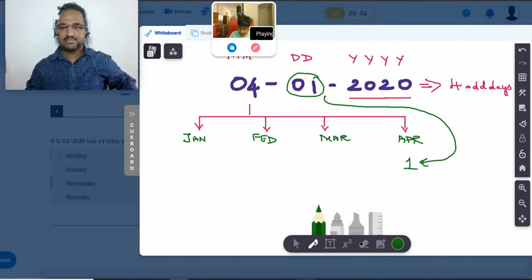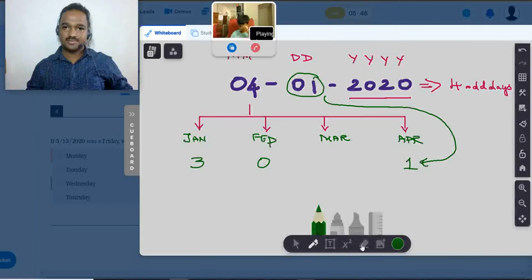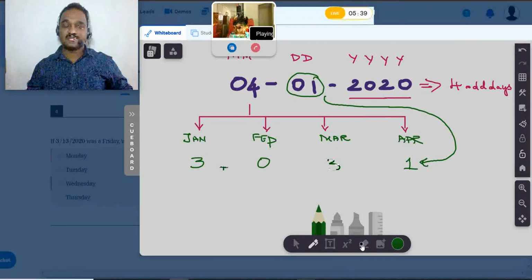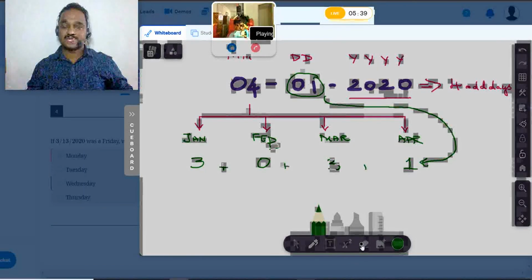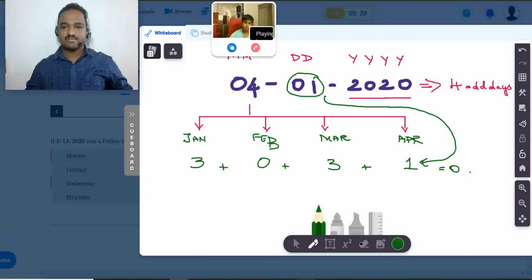For January, it's 3. Very good. For Feb, 0. Then 3 again. Okay. So let's add them up. So what do you get? 3 plus 3 plus 1 gives you 7. So it's literally 0.